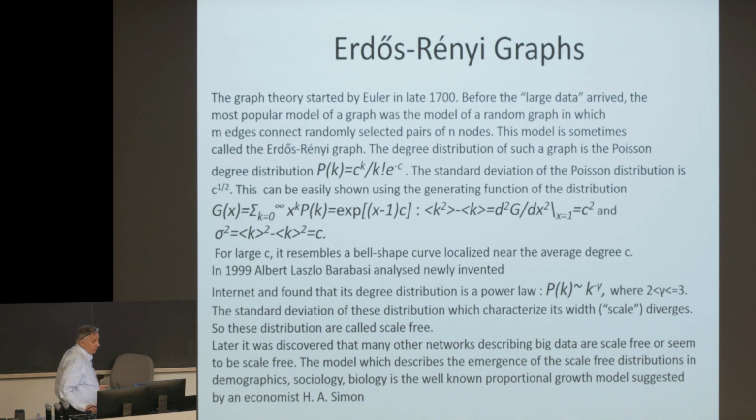Before big data came, the simplest model of a big graph was the random graph, which was studied by Erdős and Rényi. This is a very simple model in which you have m links and n nodes, and you just randomly throw these links between pairs of nodes.